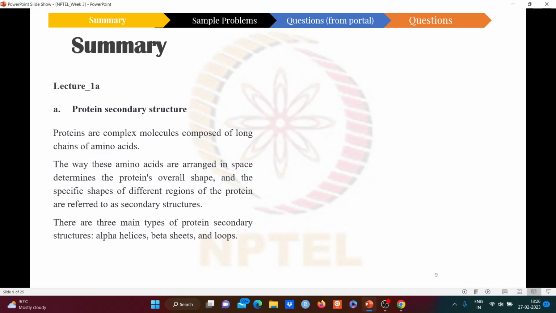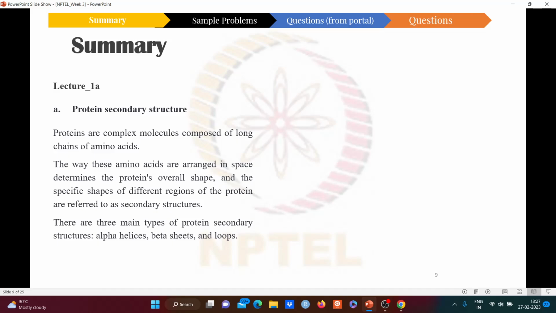Next is loops. These are also known as turns or coils, which are the regions of polypeptide chain that do not form regular alpha helices or beta sheets. They are often found on the surface of the proteins and are flexible, allowing the protein to interact with other molecules or undergo conformational changes.